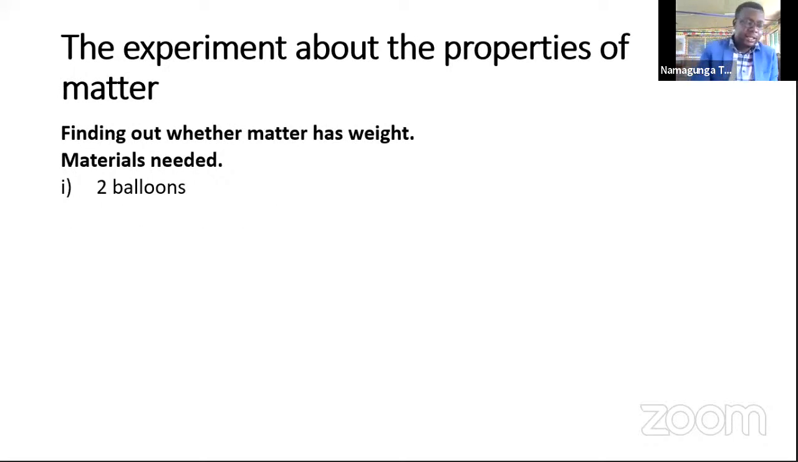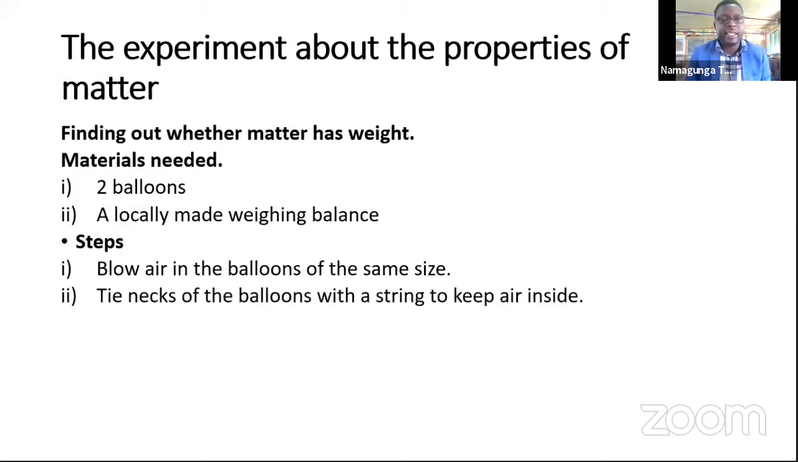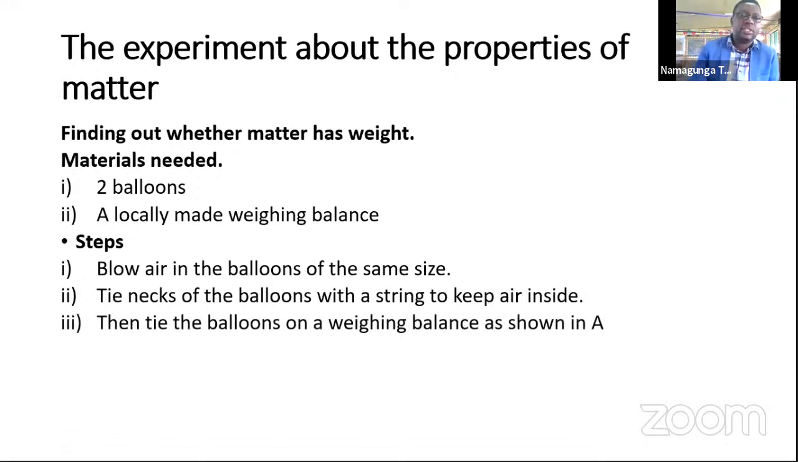Then you blow air in each of the balloons and make sure those balloons are the same size. Don't use a big balloon on one side and a small one on the other side. Let them be of the same size. After blowing in air, of course, you have to tie the balloon with a string to keep that air inside. Then from there, we shall need to tie the balloons on the weighing balance which you have made.